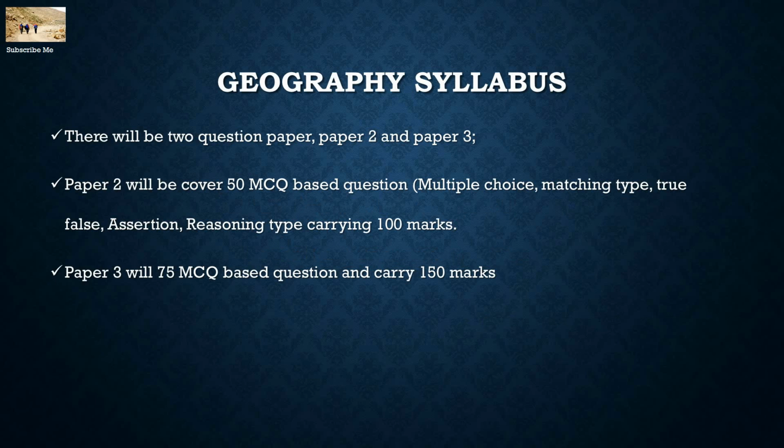In Paper 2, 50 MCQs are going to come based on matching type, true and false, assertion, reasoning, and so on, and that is of 100 marks. And in Paper 3, 75 MCQs are going to come, on typical geography static questions, and it's of 150 marks.